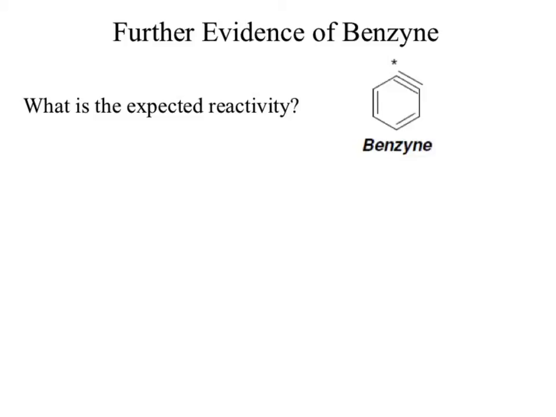But we have ways to test for this. We have a highly reactive pi bond on a structure, an aromatic ring, which we would suggest would never be reactive. What did we say the aromatic ring would never react with?